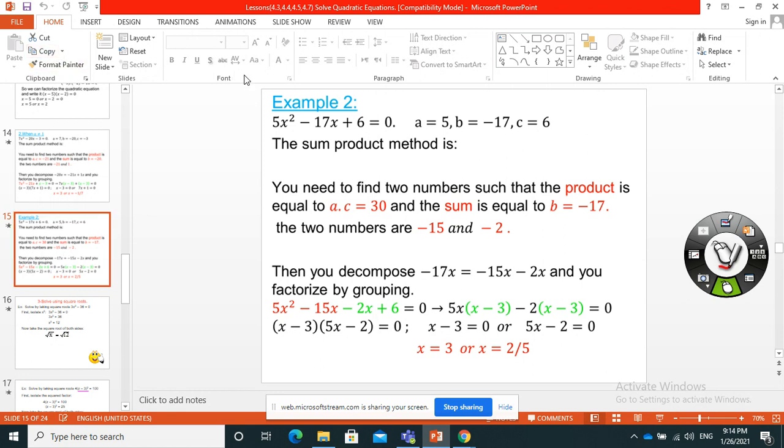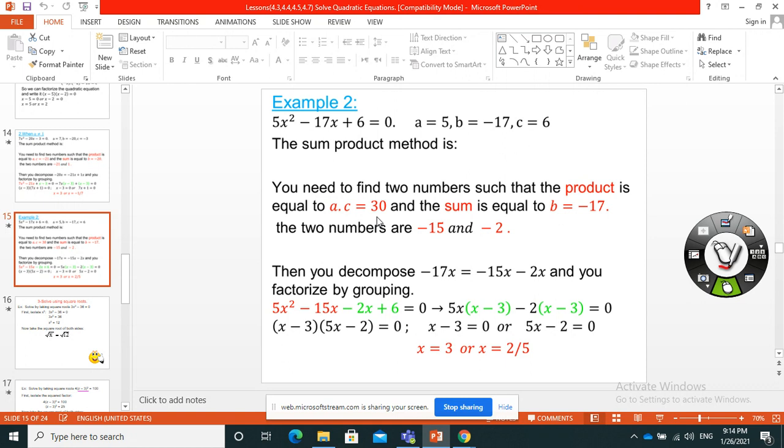I have 5x squared minus 17x plus 6 equal to 0. A is 5, B is minus 17, and C is 6. I need to find two numbers. Their product is A times C, and 6 times 5 is 30, and their sum is minus 17. All the time I start thinking about the 30. What times what gives me 30? I have 30 times 1, and I have 15 times 2.